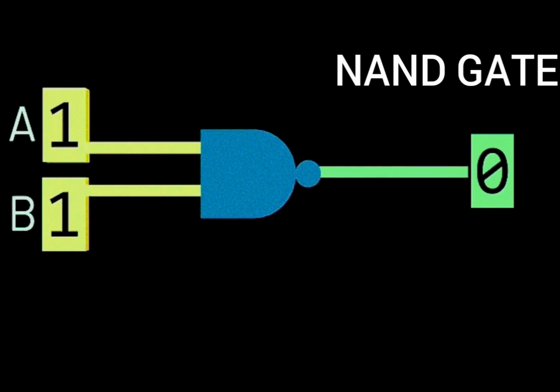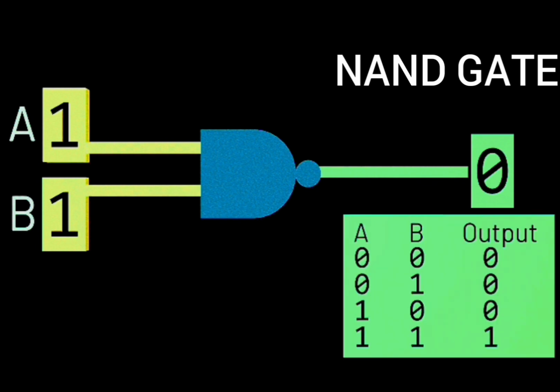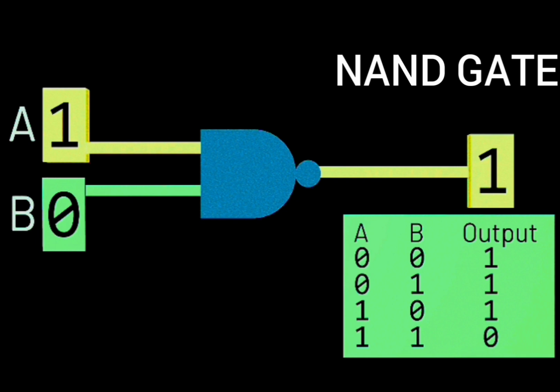Let's check the truth table of the NAND gate. Here two inputs A and B. If 0 and 0 are the inputs, then the output becomes 1. If 0 and 1 is your input, the output becomes 1. If 1 and 0, the output is 1. If 1 and 1, the output becomes 0. It's just the opposite of the AND gate.